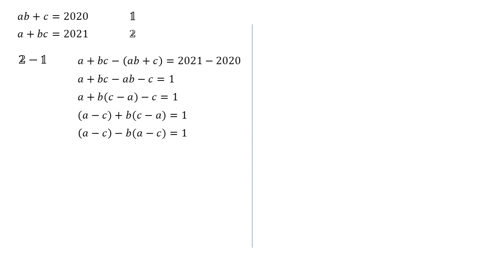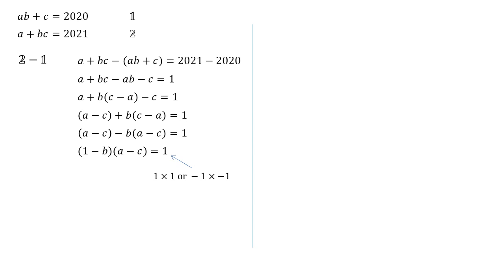So changing the sign of the b means we can change both signs inside the brackets to get (a minus c). And we've now got two lots of (a minus c) there. So factorising those out, we get (1 minus b) times (a minus c) is equal to 1. Now remembering that our solutions are integer solutions, this means that 1 minus b and a minus c must also be integers. Well, there are only two pairs of integers that will multiply together to make 1. It must be 1 times 1 or negative 1 times negative 1.